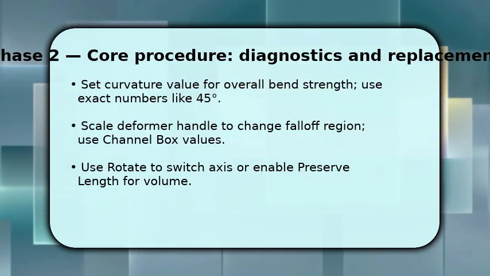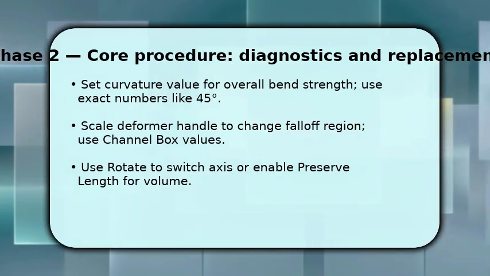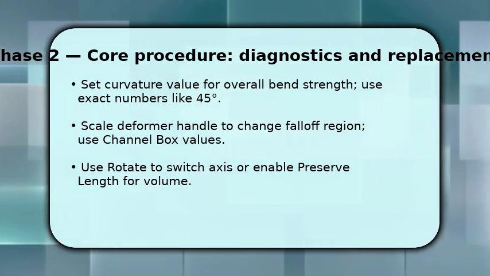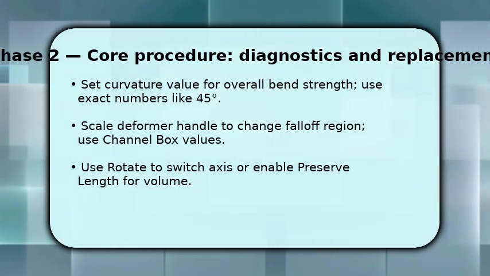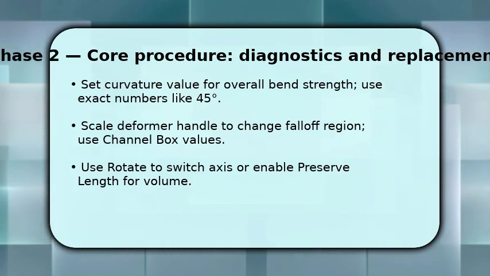If the mesh twists or collapses, rotate the deformer to align the axis and enable preserve length when you need to keep relative proportions during strong bends.